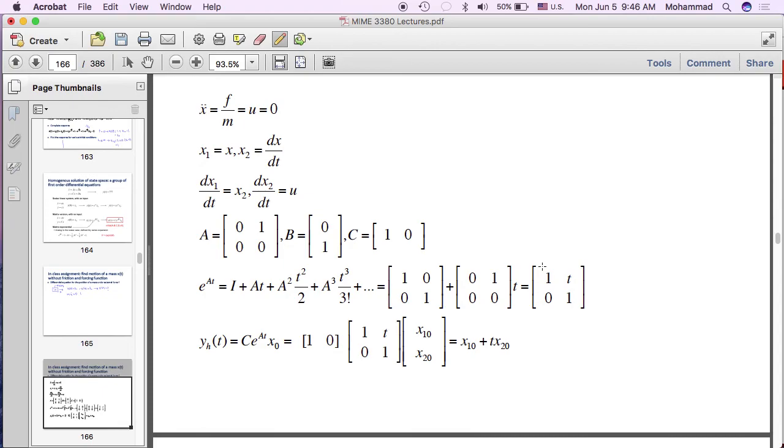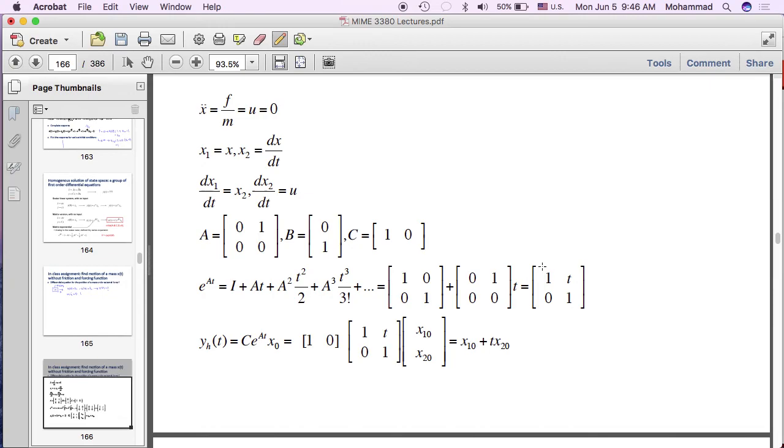So matrix A is 0, 1, 0, 0. It's the usual. We're basically saying the derivative of the first member of X is equal to the second member of X. And B also the same way, 0, 1, and C is 1, 0 to signify that the output of the system is the displacement. So we have the three matrices.